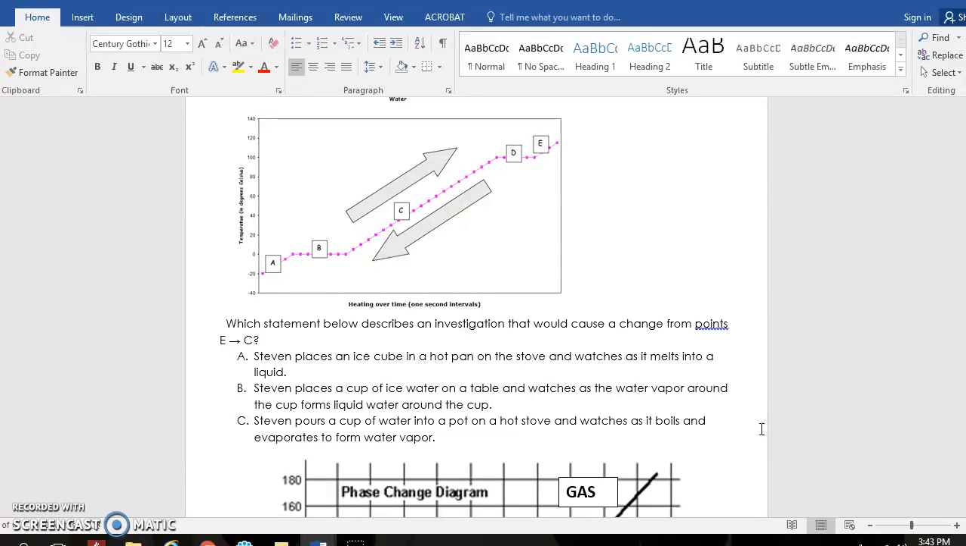Let's check C. Stephen pours a cup of water into a pot on a hot stove and watches as it boils, it evaporates to form water vapor. No. Okay, here's another way that we know B is correct. B is the only one where they are removing thermal energy. It's a cup of ice water, so that's cold. And because we're moving from the top part of our curve to the left, anytime we move to the left, we're removing thermal energy, which is kinetic energy. So our KE would be lower and our thermal would be lower. A and C, they're adding heat. We don't want to do that. We want to remove it. So it's got to be B.